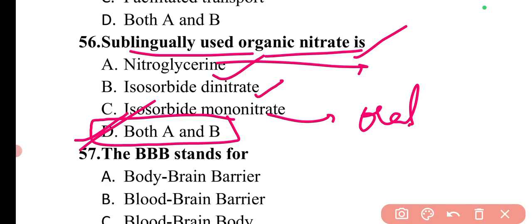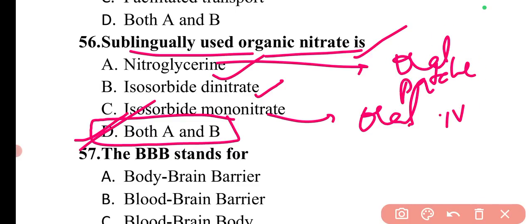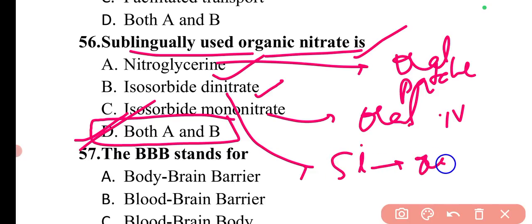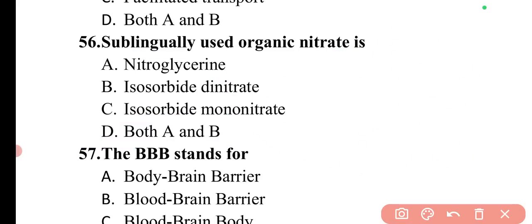And the nitroglycerin, it is also known as glyceryl trinitrate, and it can be given sublingually, it can be given orally, it can be given in the form of patches, and also in form of intravenous route it can be given. While the isosorbide dinitrate, it is mostly given in sublingual route, or it can be given by the oral route as well.